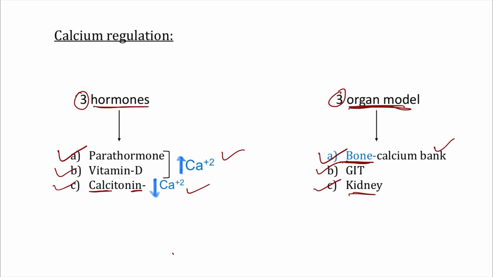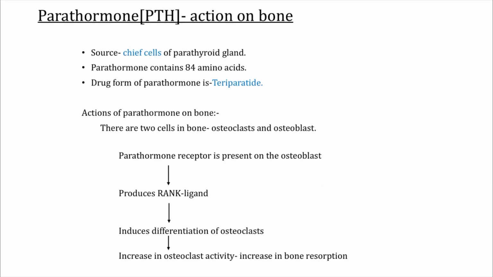Now with this important note, in calcium regulation, we will see all these three hormones one by one. The first one is parathormone, or PTH. What is the source of this parathormone, sir? Which gland? One very important gland, the parathyroid gland. Very specifically, the chief cells of the parathyroid gland produce parathormone. Now, very important: the structure of parathormone contains 84 amino acids. Why is this important, sir? Because of these 84 amino acids, parathormone is considered a protein hormone.